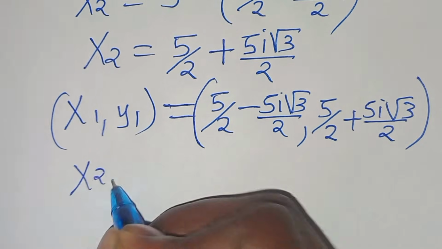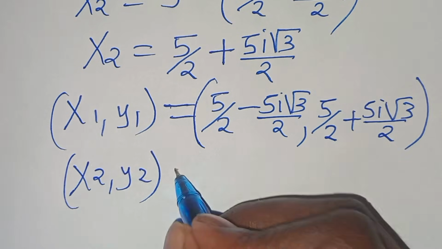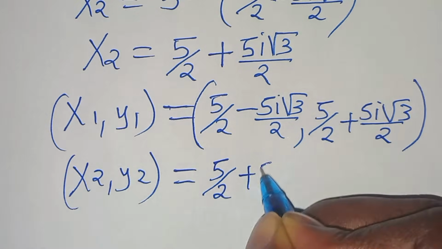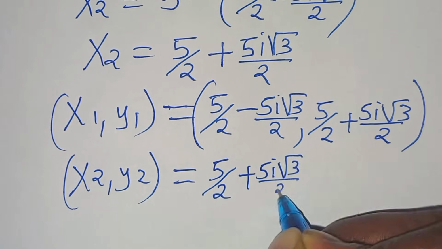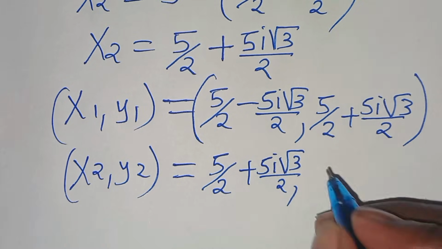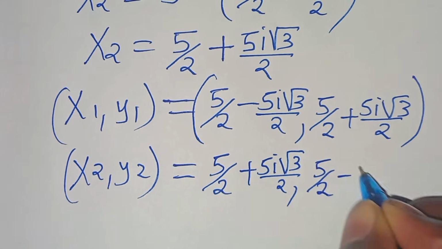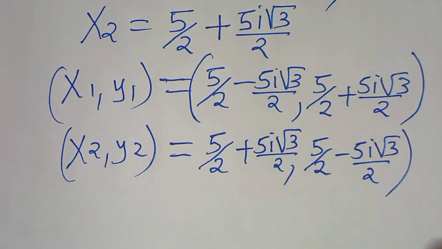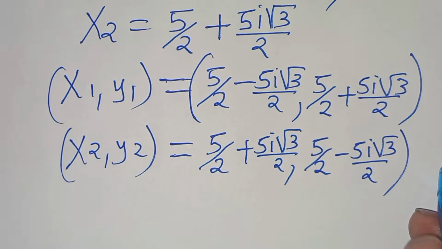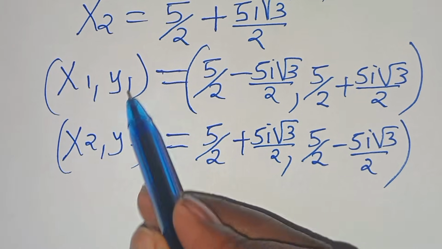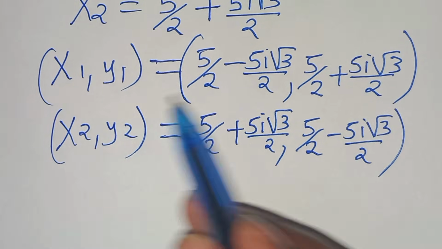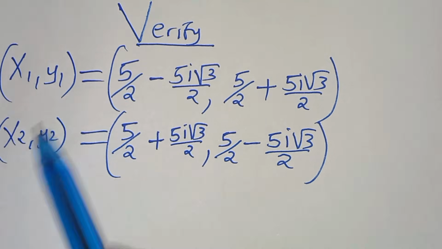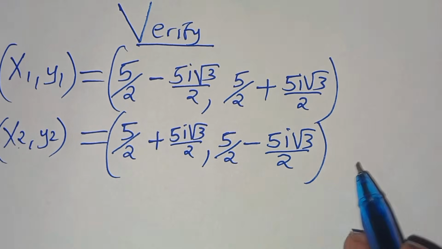We have x2, y2, this is equal to 5 over 2 plus 5i square root of 3 over 2, and we have y2 which is 5 over 2 subtract 5i square root of 3 over 2. So this is the second set of solution that we have. The next step is to verify that x1, y1 and x2, y2 satisfies the equation. Now let's verify that x1, y1 and x2, y2 satisfies the equation.